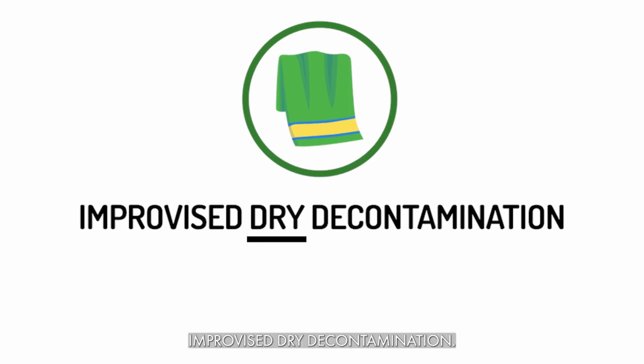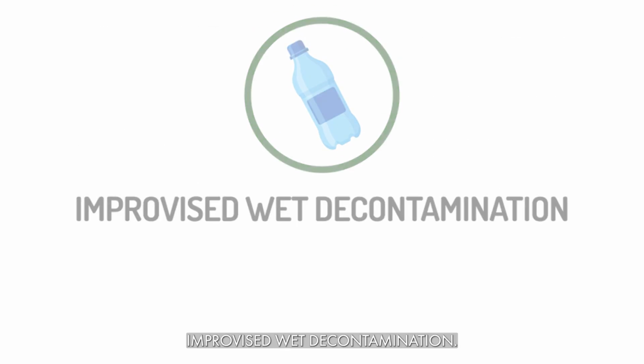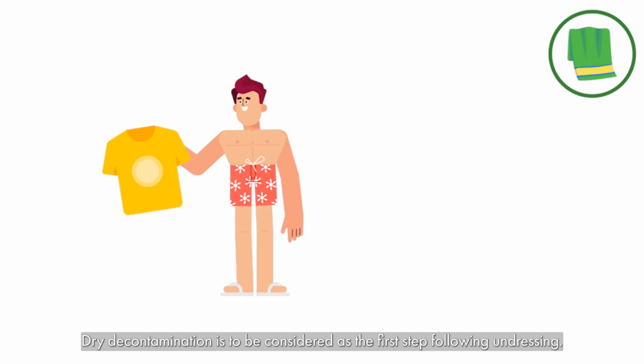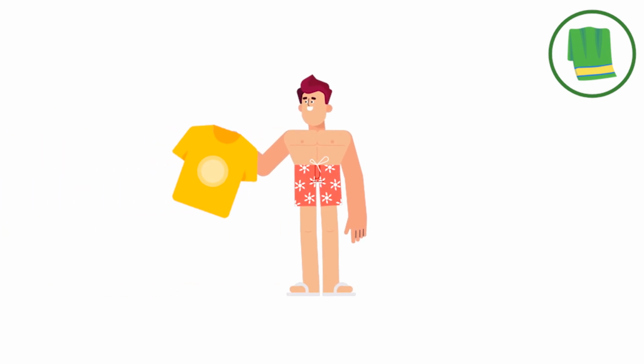There are two types of improvised decontamination. Improvised dry decontamination. Improvised wet decontamination. Dry decontamination is to be considered as the first step following undressing.